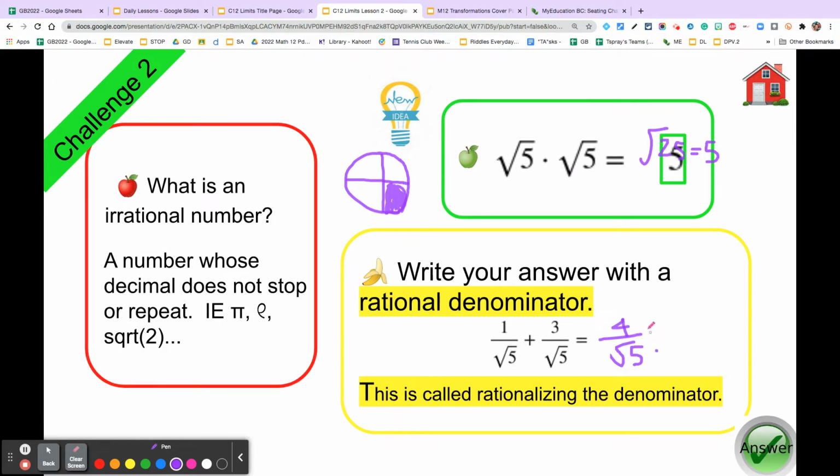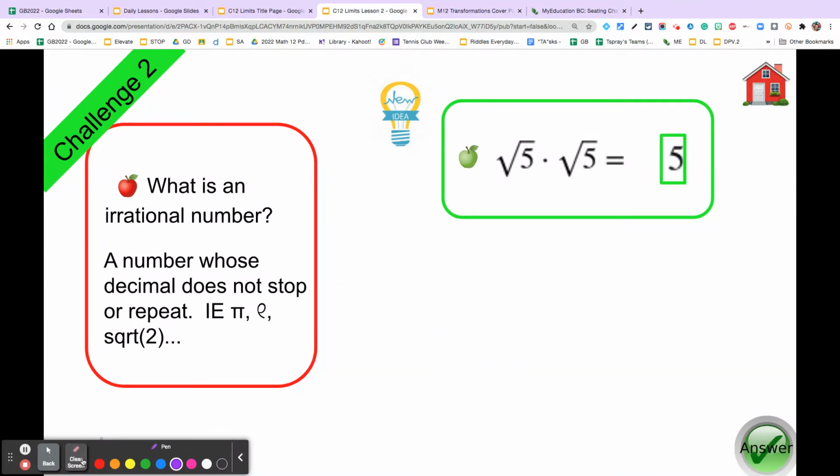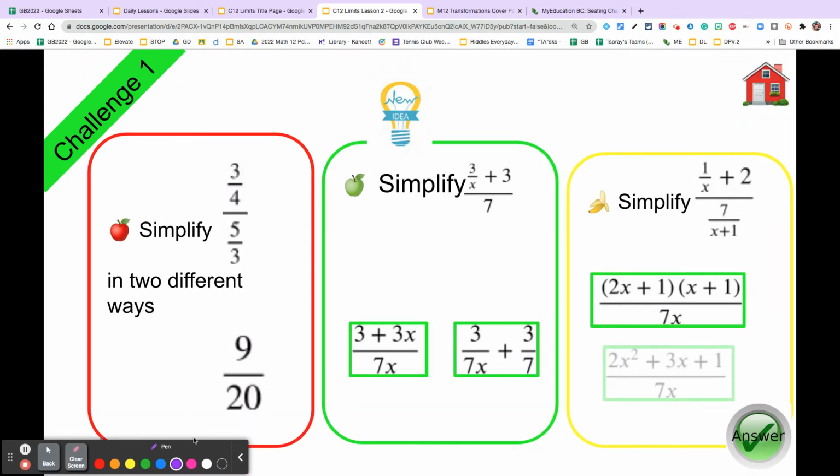So I don't really know how to draw root 5ths all that accurately. So what I'm going to do is rationalize the denominator and make the denominator a rational number. So I'm going to multiply top and bottom by root 5, which is going to give me 4 root 5 out of 5. And so now I have a much easier denominator to work with. So there you go. Let's make sure.